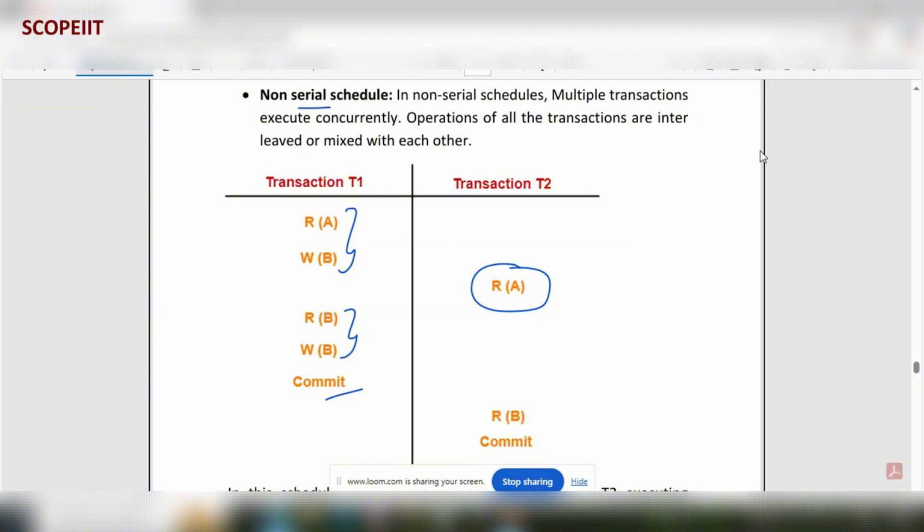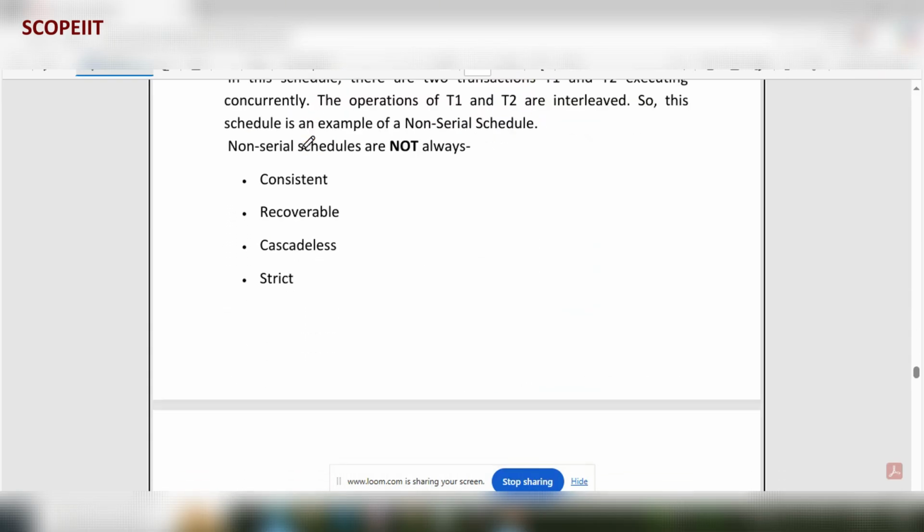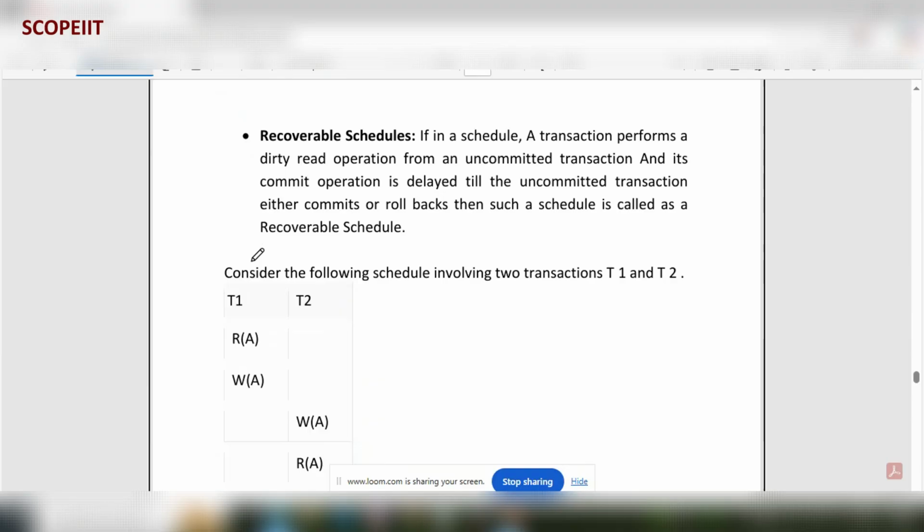Non-serial schedule means multiple transactions are executed concurrently. They will not follow any specific sequence. They can execute concurrently. So definitely the serial schedule was consistent, recoverable, cascadeless and strict. Here the non-serial schedule will not always be consistent, recoverable, cascadeless and strict, the opposite of that. Next is recoverable schedule.